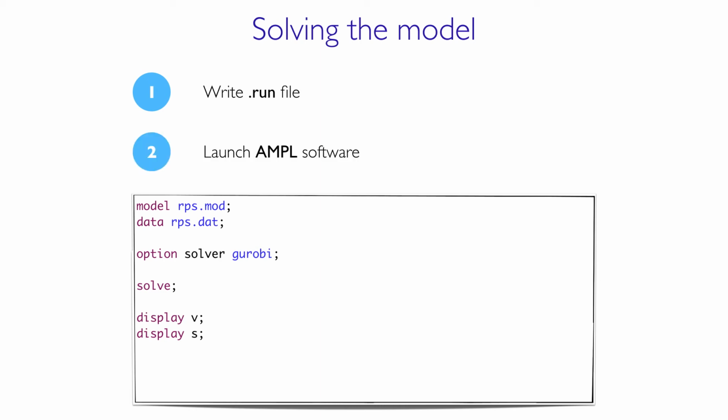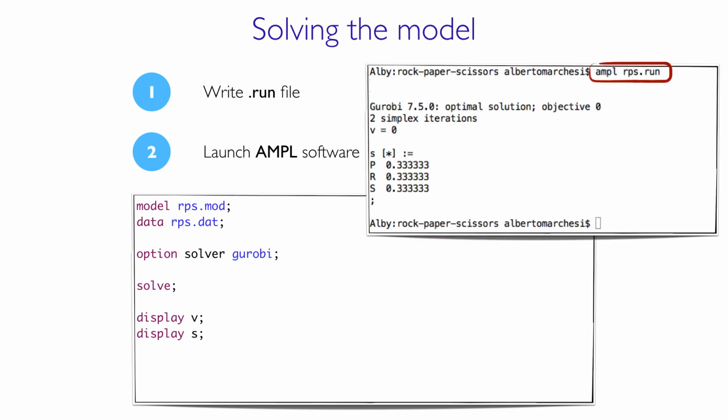In conclusion, we have to actually execute AMPL. We can open a terminal and write the command to run AMPL, in this case, ampl followed by the name of the .run file. Of course, you must be in the folder where the file is stored. As you can see, AMPL calls Gurobi to solve the model and then displays the values of the variables. As expected, a max-min strategy in rock, paper, scissors prescribes to uniformly randomize over the available actions.